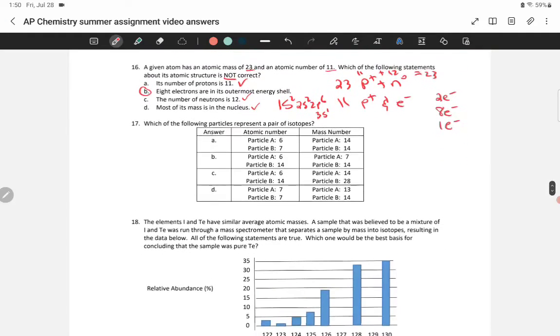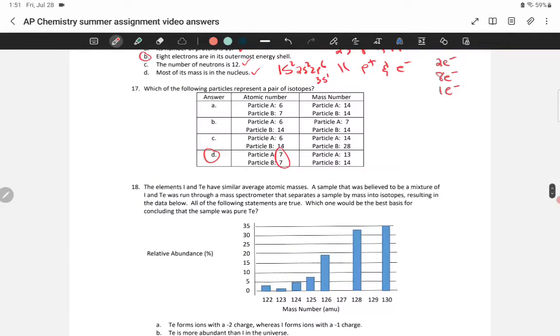Okay, number 17. Very similar question. Which of these are going to be isotopes of each other? So isotopes have to have the same atomic number. And it looks like the only one that has the same atomic number is this. So we're not going to bother looking at A, B, and C.